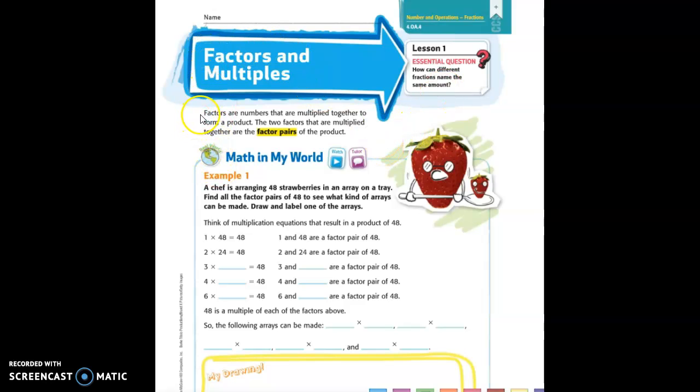And let me explain. Factors are numbers that are multiplied together to form a product. The two factors that are multiplied together are the factor pairs of the product. So just as an example, to clarify the difference between a factor and a multiple, let's take a basic problem. 2 times 5. 2 times 5 equals 10.